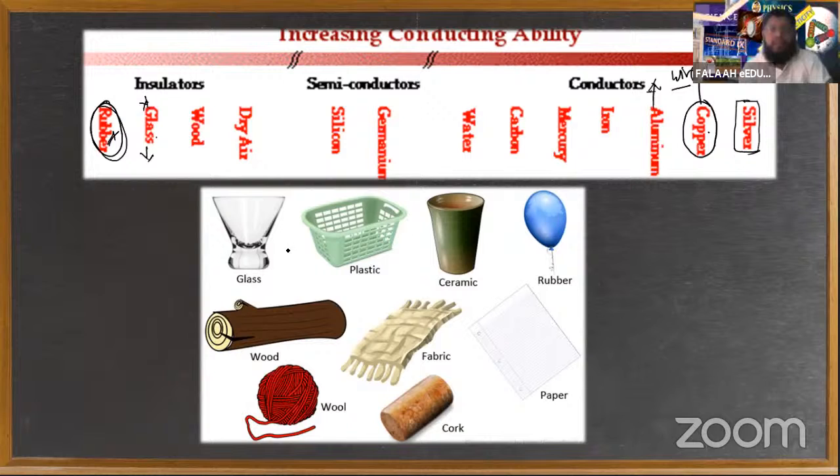These are some of the materials which we use in daily life. We are using them as insulators or bad conductors. And some of the products are semiconductors. Conductor, semiconductor, insulator. Sequentially, it is written here.